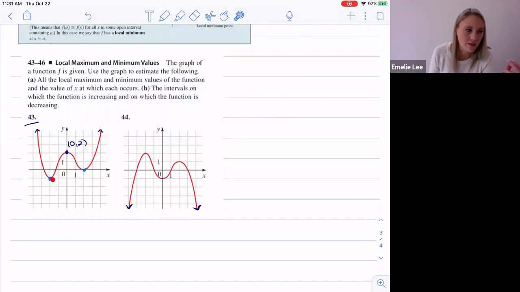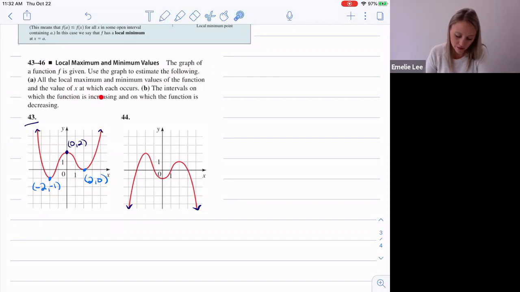Here, this minimum value is when x is -2 and y is -1. So here, this is at (-2, -1). And then doing the same thing for this value, when x is 2, y is 0. Okay.